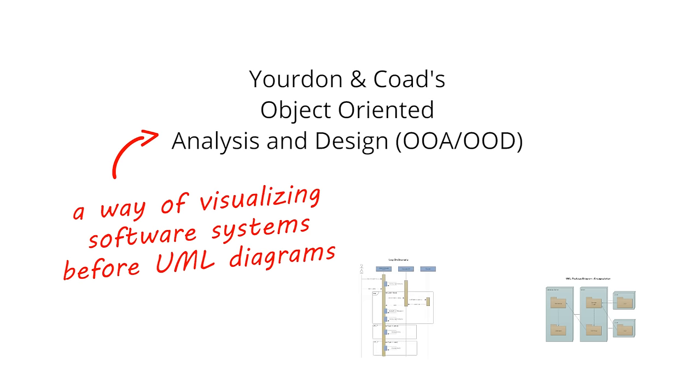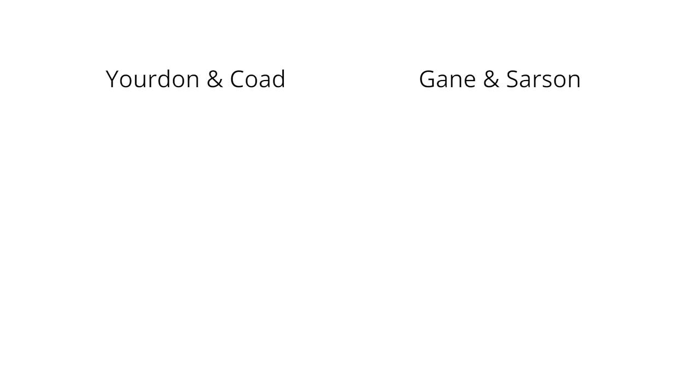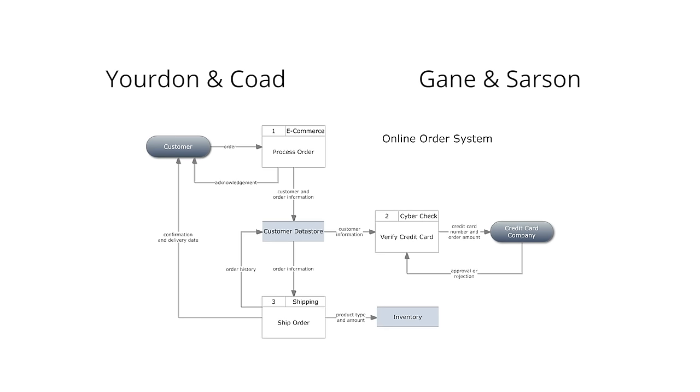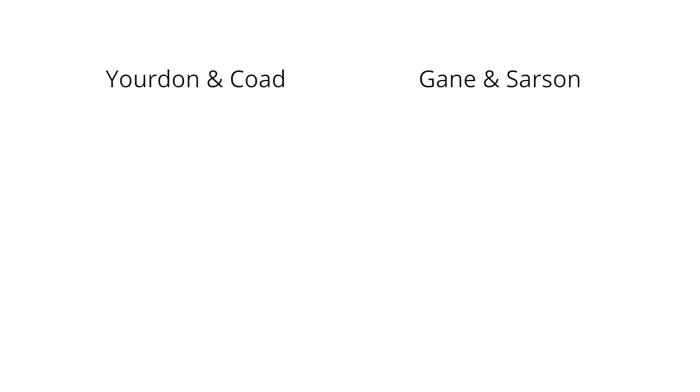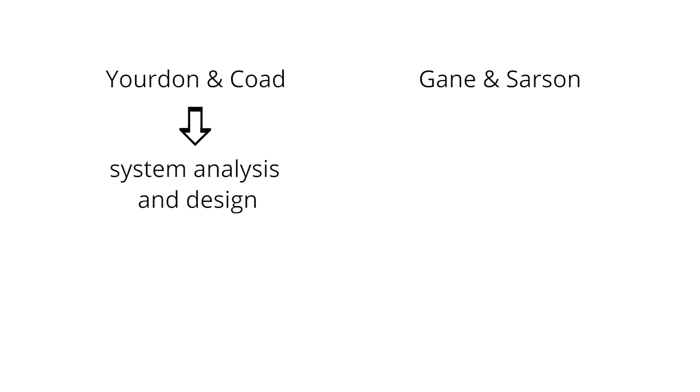There are essentially two different types of notations for data flow diagrams, Yourdon and Coad, or Gane and Sarson, defining different visual representations for processes, data stores, data flow, and external entities. Yourdon and Coad type data flow diagrams are usually used for system analysis and design, while Gane and Sarson type diagrams are more common for visualizing information systems.